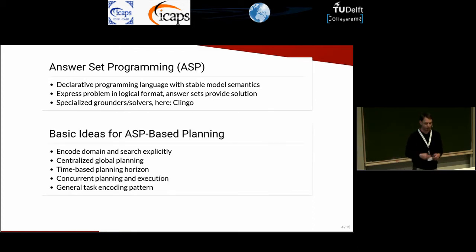The basic ideas for the planning system are that we encode the domain and the search explicitly and directly in the ASP encoding. So there's no PDDL involved, but we go straight for the ASP input language. We do centralized global planning, meaning that there's a single planner who generates a plan for all 3 robots at the same time. We use a time-based planning horizon, other than typically the number of actions, and that gives us some benefits, as you will see. We do concurrent planning and execution, so we are planning virtually all the time. What we provide is a general task encoding pattern. There's not a general language such as PDDL to phrase arbitrary problems, but it's a pattern that emerges from how we use the ASP language that you can apply to other problems.